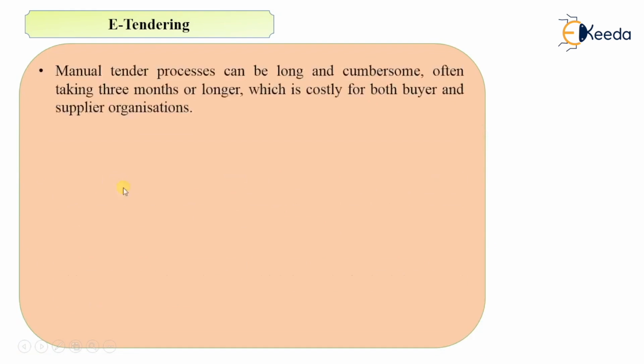Then manual tender processes can be long and cumbersome because they are so hectic and time consuming, very long, often even 3 months or longer. So it will cost both the buyer as well as the supplier or organization. So e-tendering is the best solution for such long processes, as manual processes take time, money and effort. All these efforts, time, hectic and cumbersome work will be saved by using the e-tendering process.